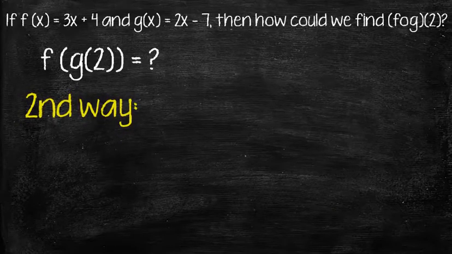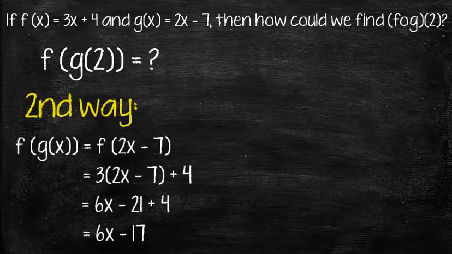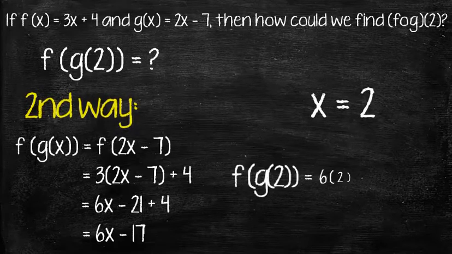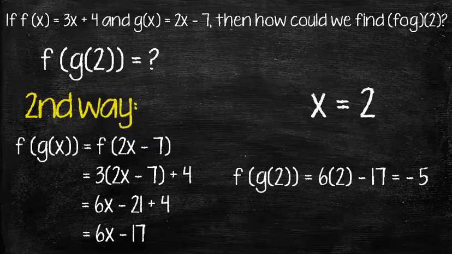If we substitute the function g of x into the x of the function f of x, f of g of x will be equal to 2x minus 7... which is 6x minus 17. Now, we can plug x is equal to 2 into the function. Therefore, f of g of 2 is equal to 6 times 2 minus 17, which is also equal to negative 5.